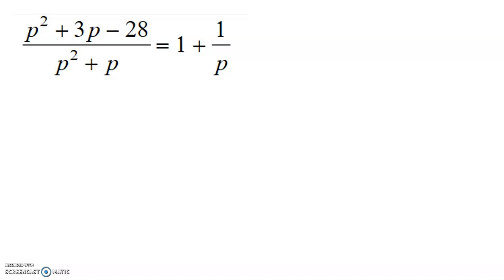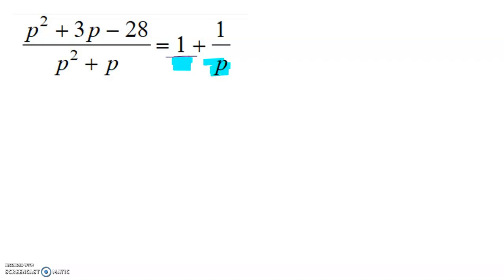So here we have a rational equation with different denominators. So we need to make the denominators the same, but first, on this right hand side, we can see we've got an addition, so we need to solve that first. Now with addition or subtraction of any fraction, we need to make sure these denominators are the same.